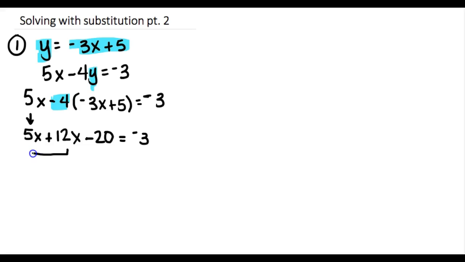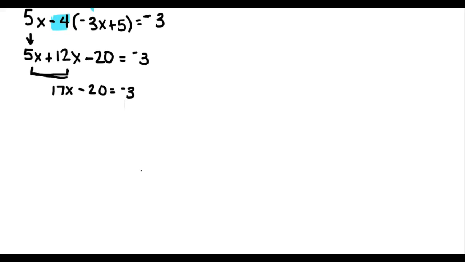From here we combine like terms. 5 plus 12 is 17x, because remember, x's cannot be combined with non-x's. What I always tell people is, if you've ever tried chocolate sauce on steamed broccoli, it doesn't tend to taste so good, so we're not going to do that here either. Now we have minus 20 equals negative 3.